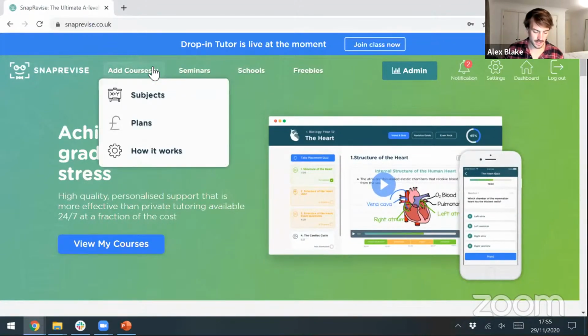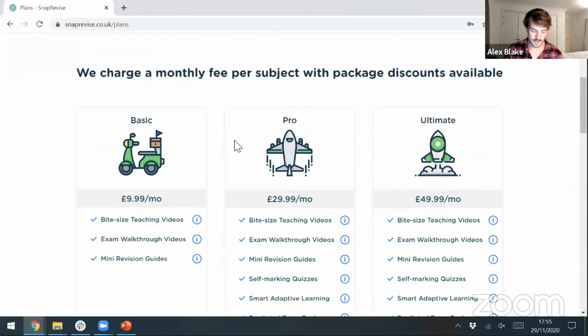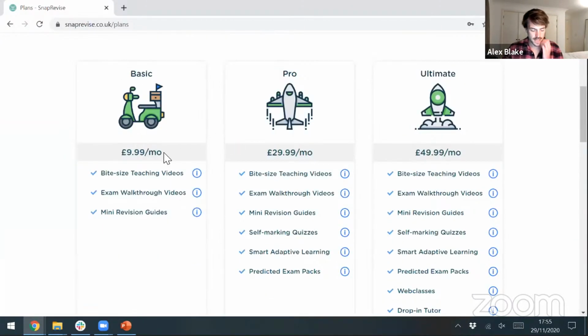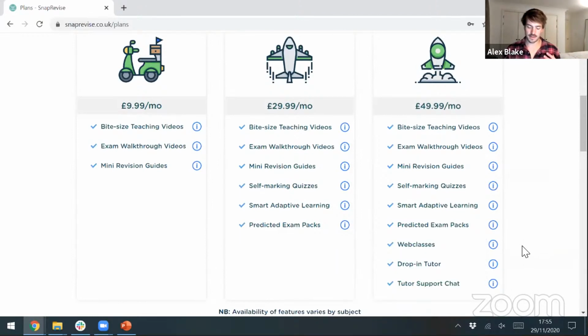What you would do if you wanted to join is we've got some different packages. So 3 levels of package. The basic one is access to the videos and exam walkthroughs and mini revision guides. This is the middle package. It's got a few more things, these self-marking quizzes, and it actually tracks how you're learning. And then the ultimate package, this is the most deluxe offering. It's got all the same things as the other ones, but it's also got these web classes and drop-in tutors and chat support. Those are available for the premium packages.